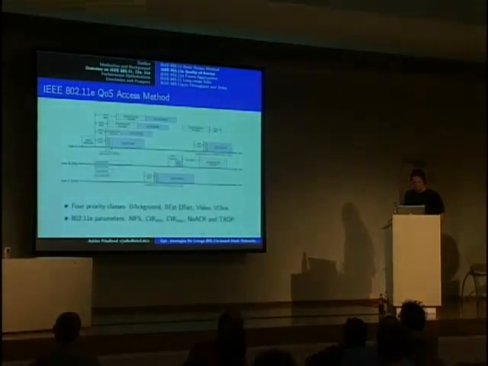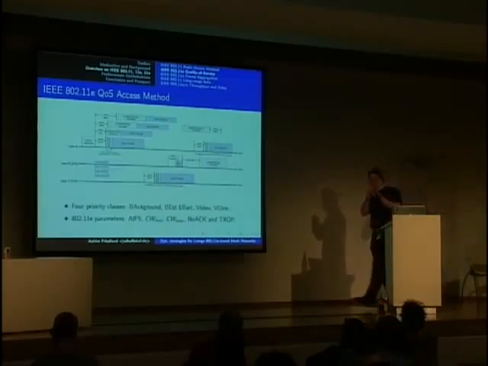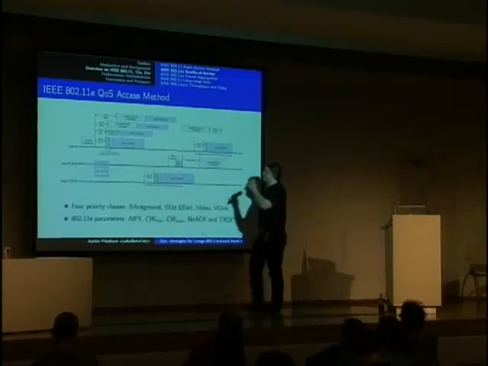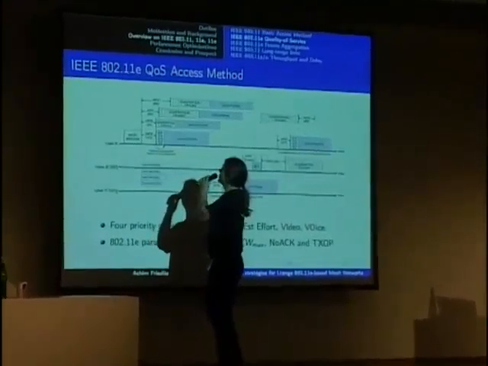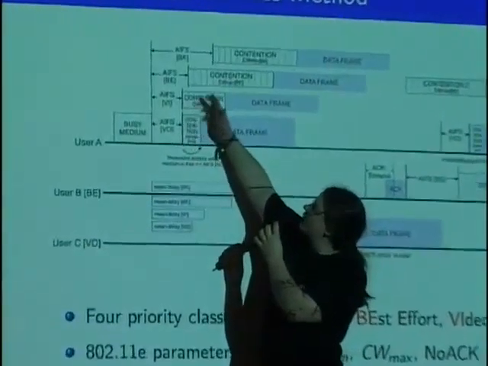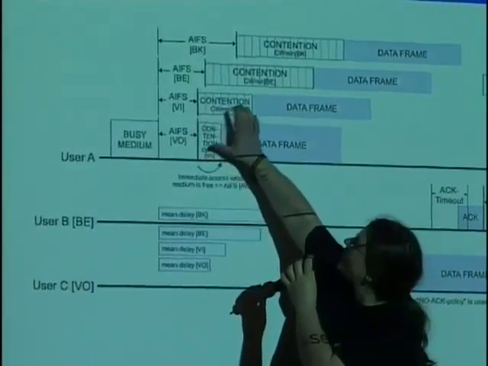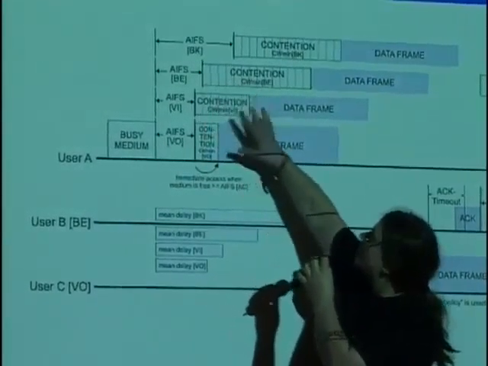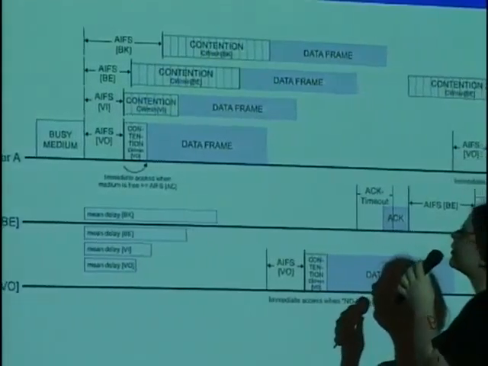The main parameter of interest is the interframe space at the beginning. As you can see here, voice and video have the same access delay at the beginning. The best effort will wait some time longer, and background traffic will wait a rather long time.